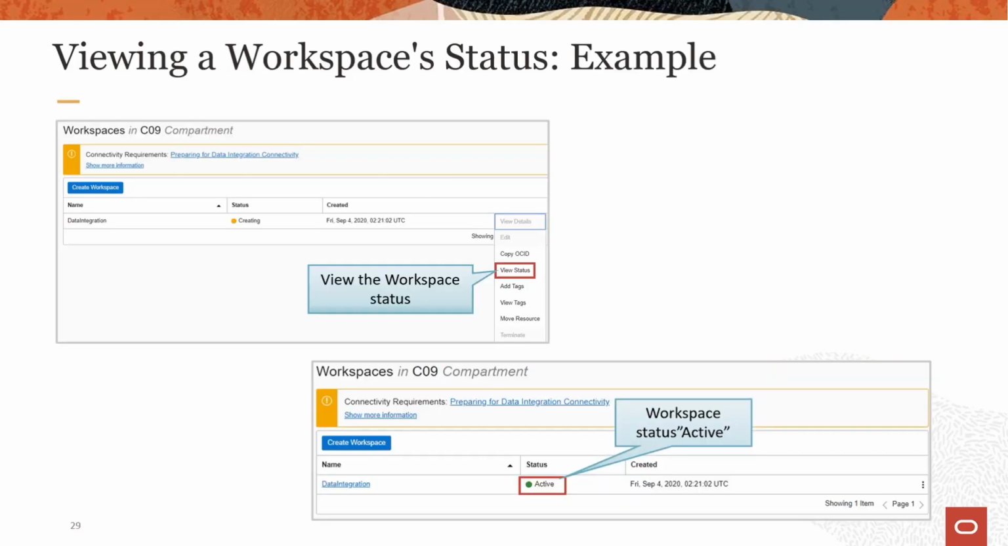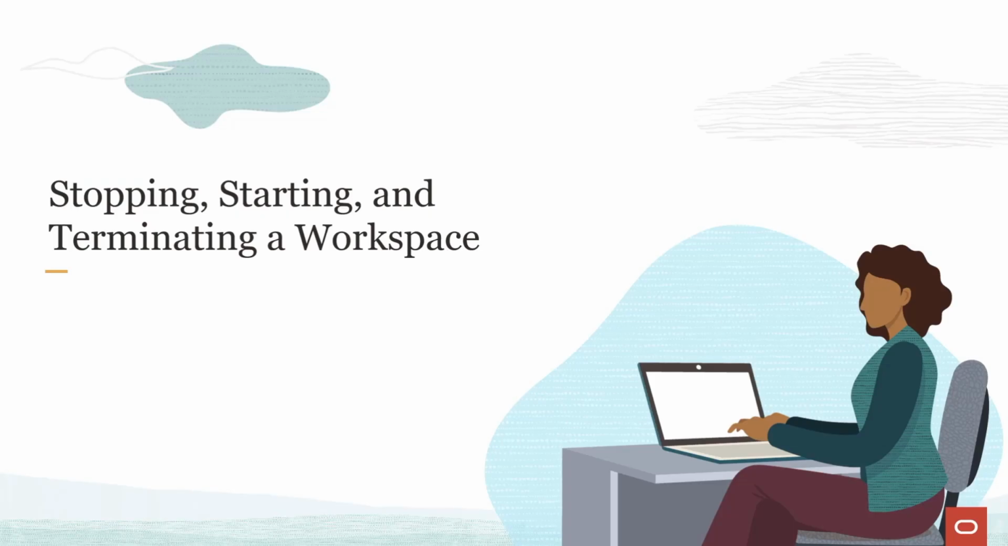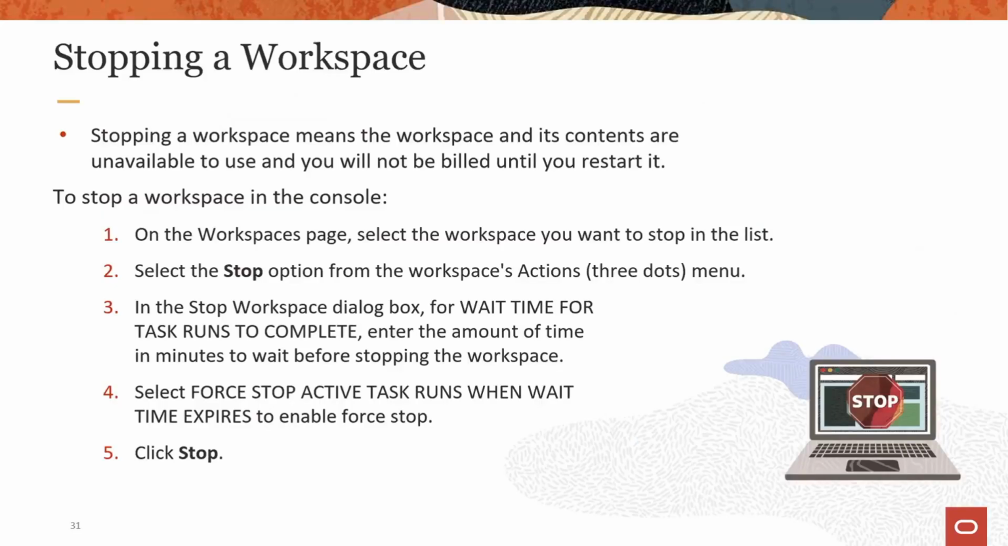As you see here, when you click on the View Status option, you can view the current status of the workspace chosen. Here, the status is active in this example. In this section, let us learn how to stop, start, and terminate a workspace. If you stop a workspace, it means that the workspace and its contents are unavailable to use and you will not be billed until you restart it.